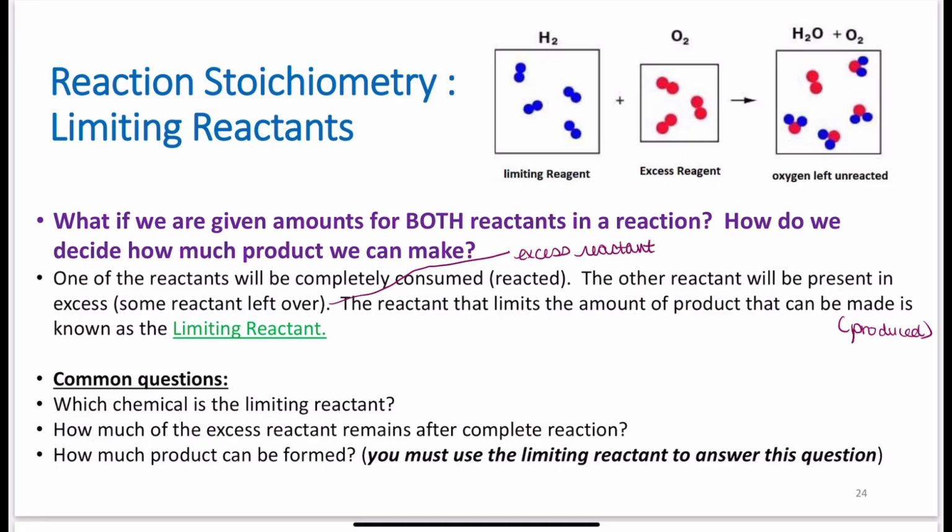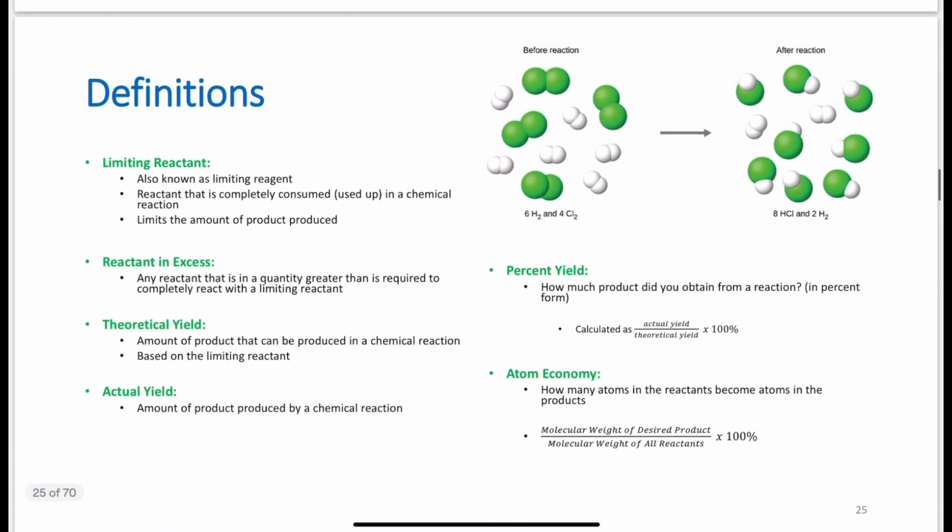Okay. So common questions we get are: what chemical is the limiting reactant, how much of the excess reactant remains after completion of the reaction, and how much product can be formed. In order to answer that third question, you actually have to figure out the limiting reactant first so that you can figure out how much product can be formed. So let's do some examples.